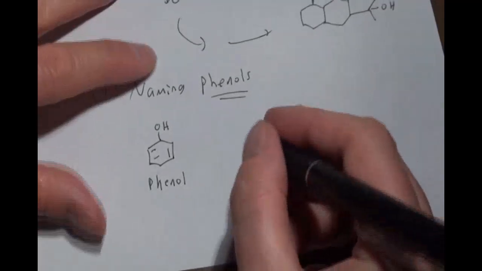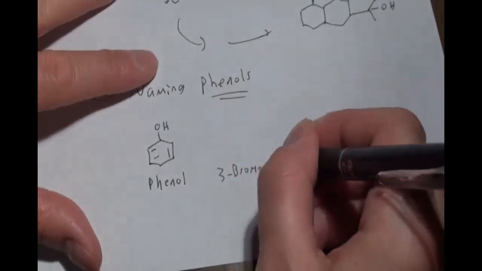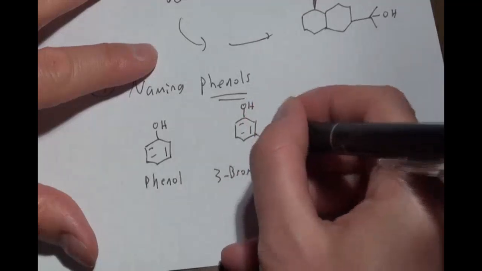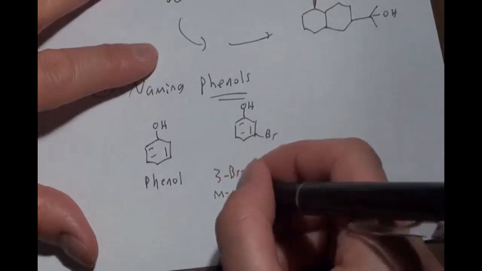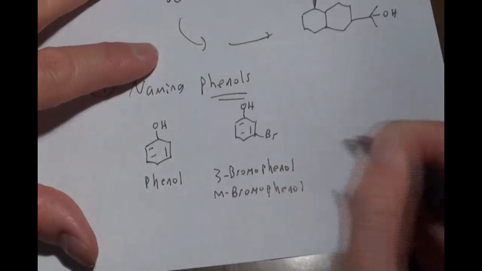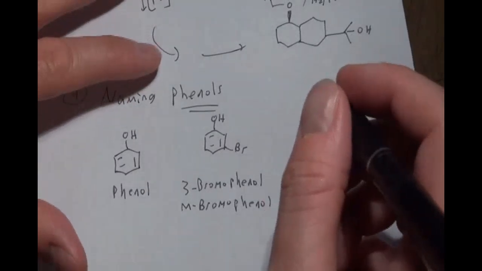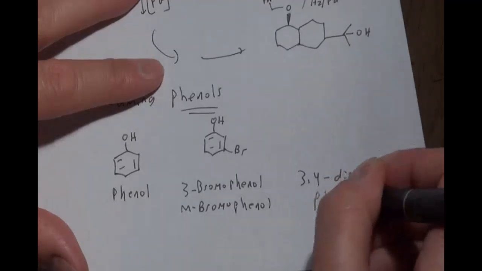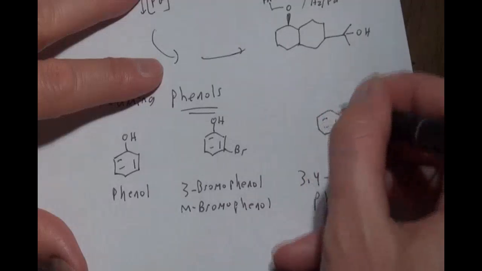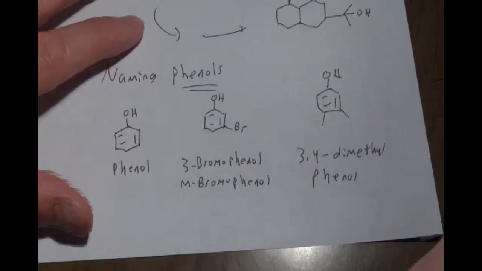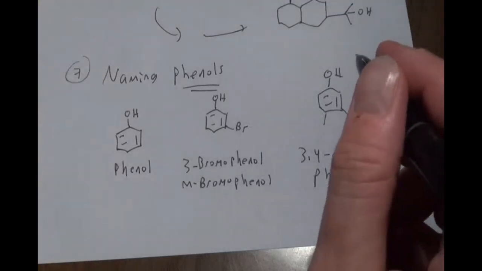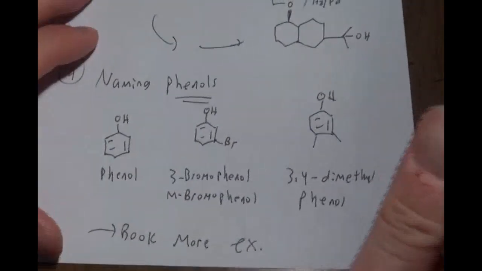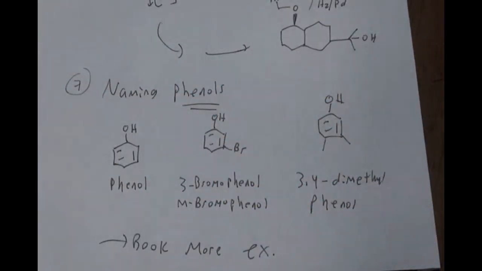If we were trying to name 3-bromophenol, what do you think that would be? Well, it would be a bromine at the 3 position. Sometimes it's also called m-bromophenol, meta-bromophenol, right? 3,4-dimethylphenol, methyl. So things like that. The book has more examples. I'm going to skip that. It's not that exciting an example of nomenclature.